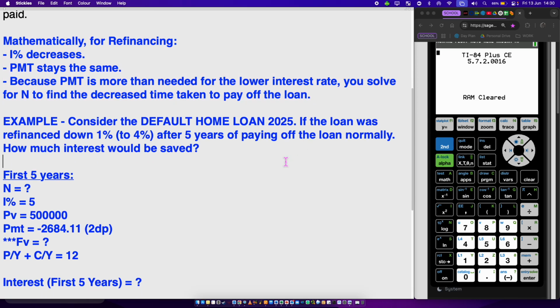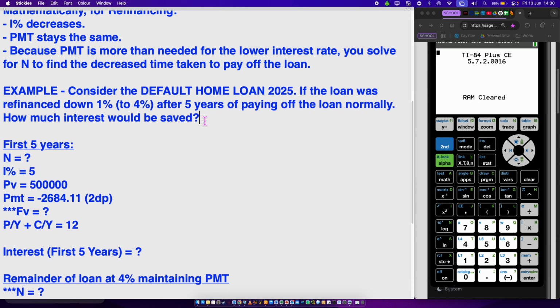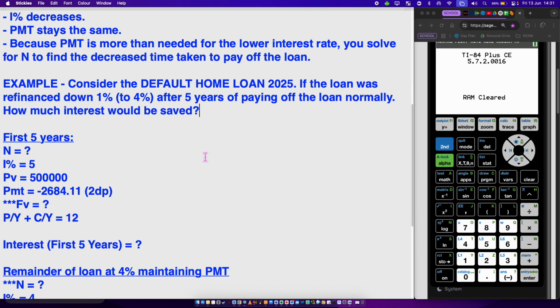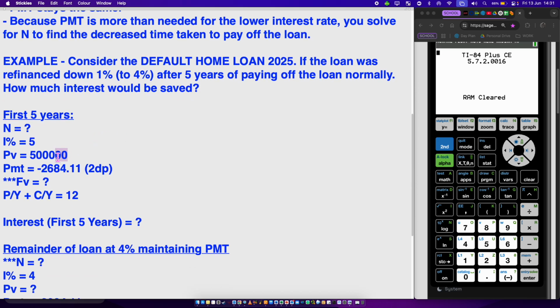So let's consider the default home loan. If the loan was refinanced down to 4% after 5 years of paying off the loan, normally how much interest would be saved? I need to work out what happens at the end of the first 5 years. So what does this TVM solver tell me?